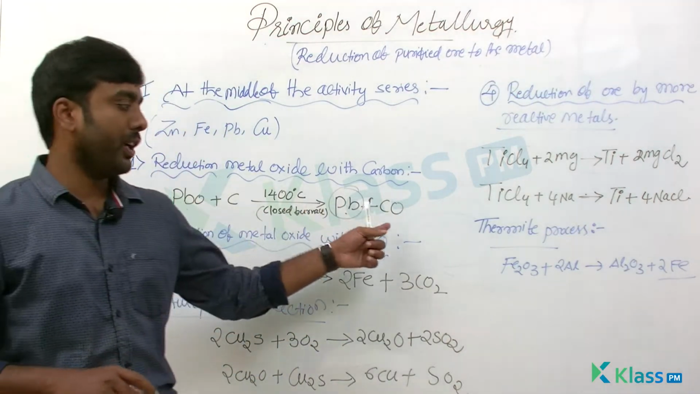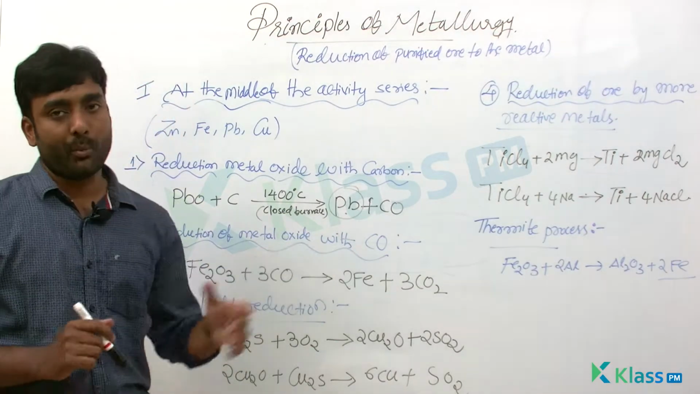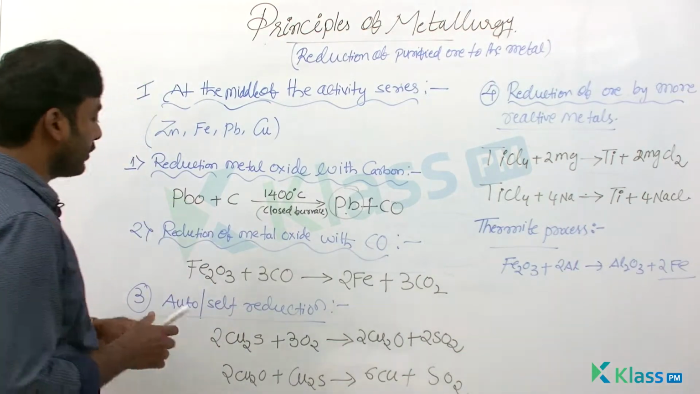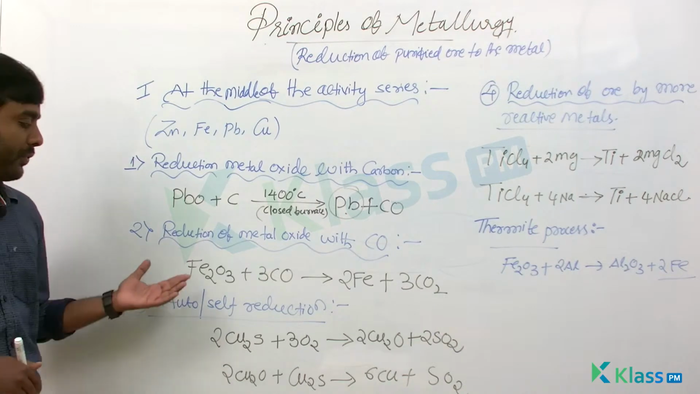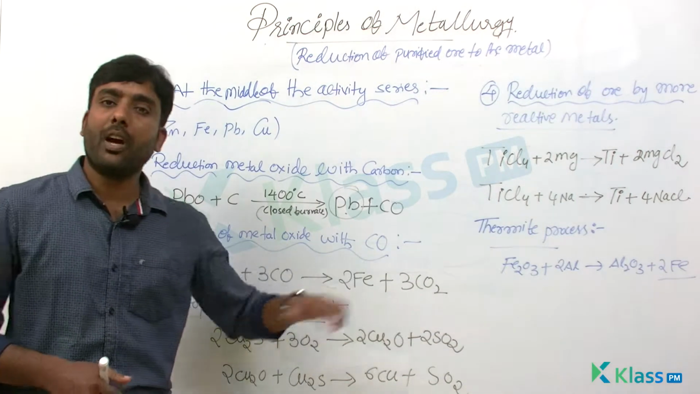And carbon monoxide will be released. The second method is the reduction of metal oxide with carbon monoxide. By reacting with carbon monoxide also we can reduce the metal oxide. So here we can take the example of iron oxide. When iron oxide is reacted with carbon monoxide, we get iron along with carbon dioxide.